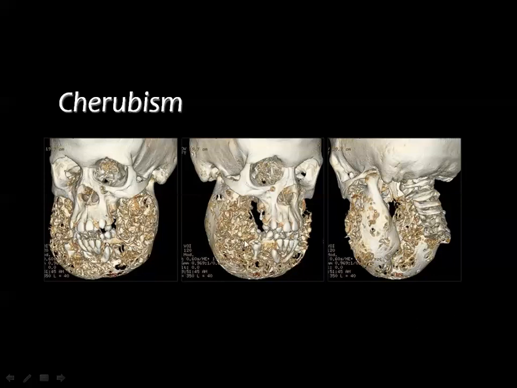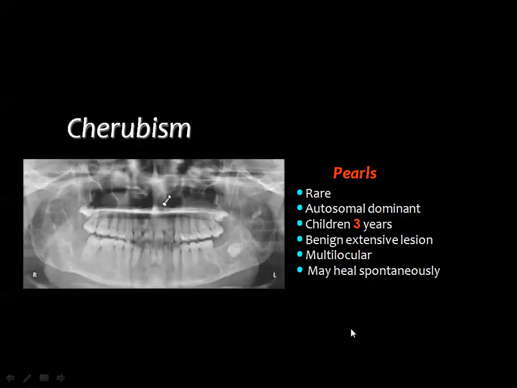Then cherubism is a rare pathology. It is an autosomal dominant lesion, occurs in children in the range of 3 years old. It is a benign and extensive lesion, multilocular, and very important, this lesion, if left, may heal spontaneously.